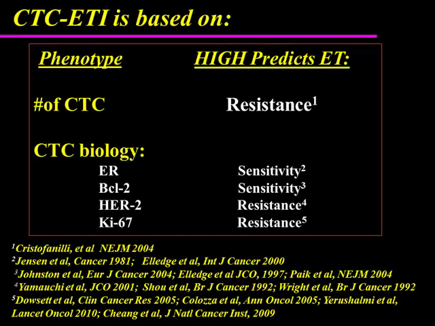So we chose 4 markers, ER, BCL2, as markers of sensitivity, HER2 and Ki67 as markers of relative resistance. I won't go through why, but if you're a breast cancer maven, you know that these are big players in the 21 gene recurrence score.